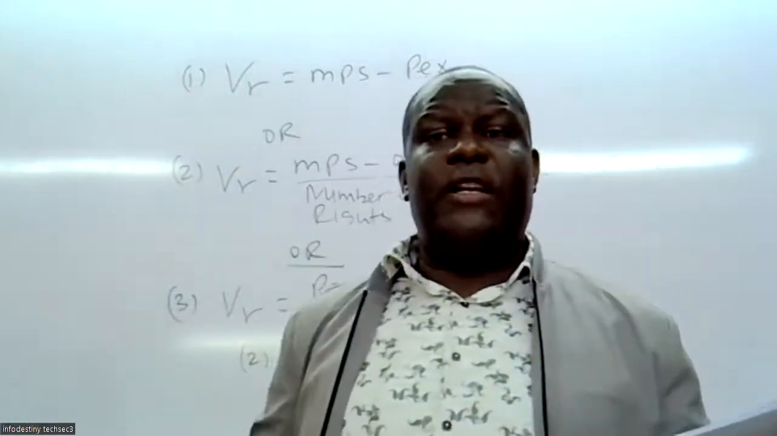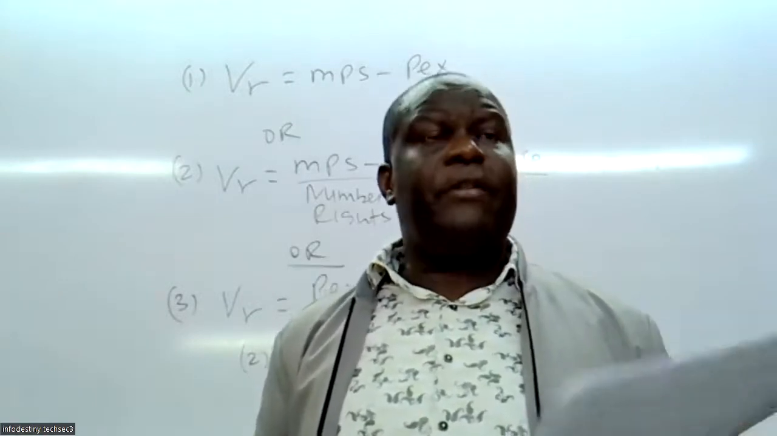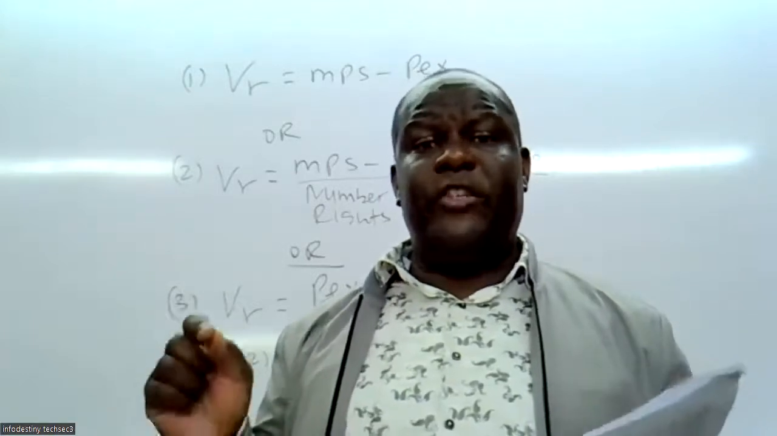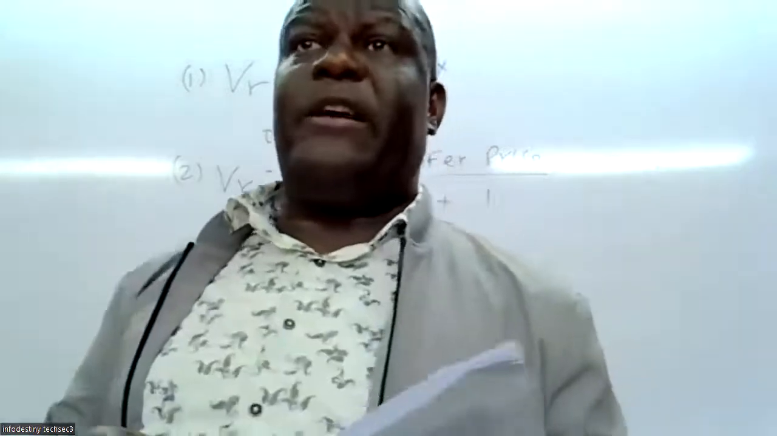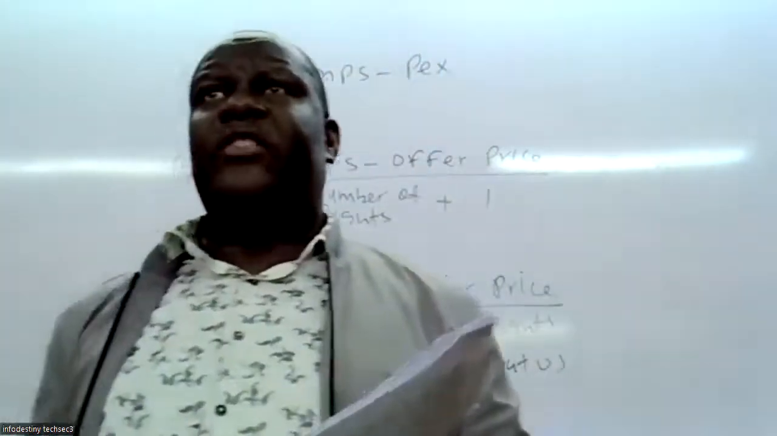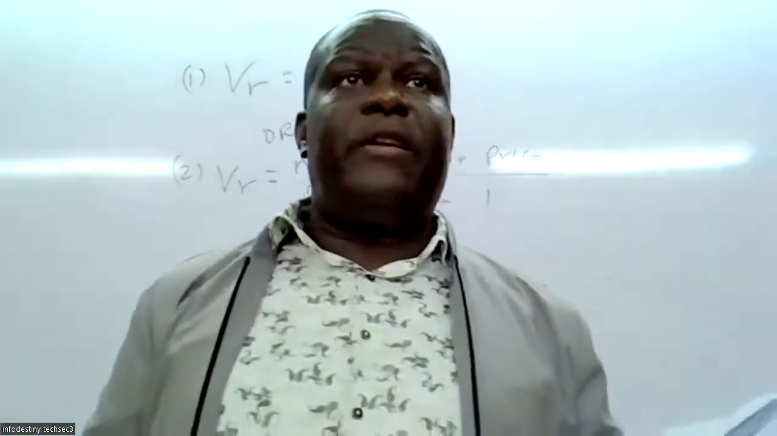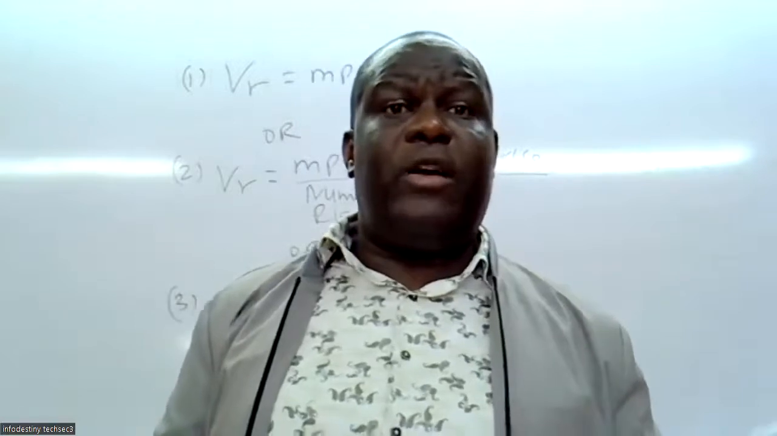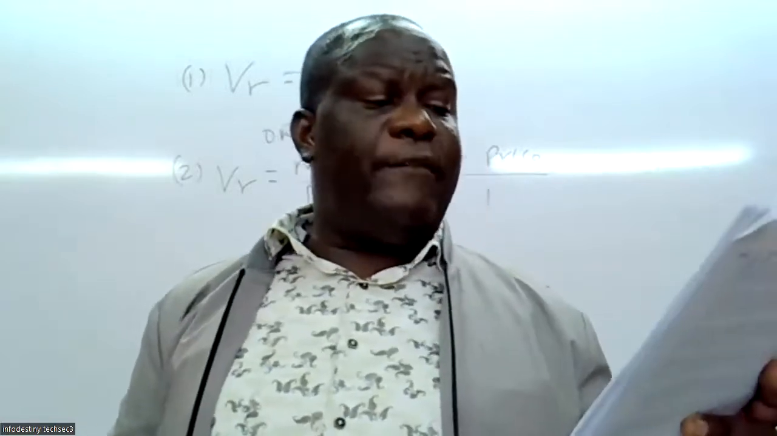So the question has already given you the number of the rights. The number of the rights are how many? 4. For every 4 shares that you have, you'll get 1 new share. Remember, the number of the rights indicates the number of the shares required in order to acquire 1 new share. So the number of the rights is given as 4.